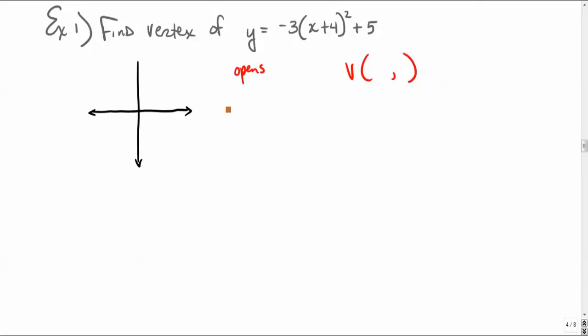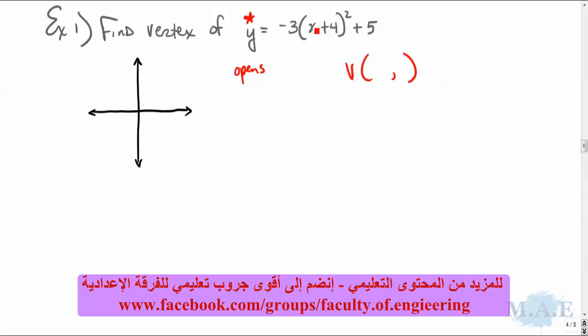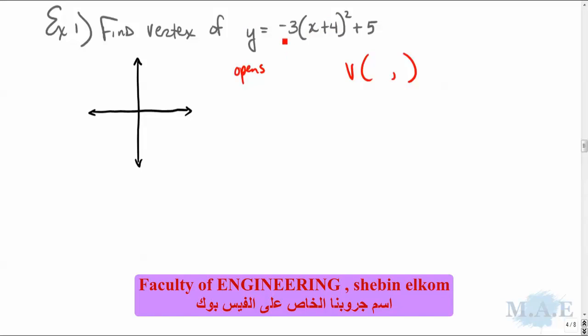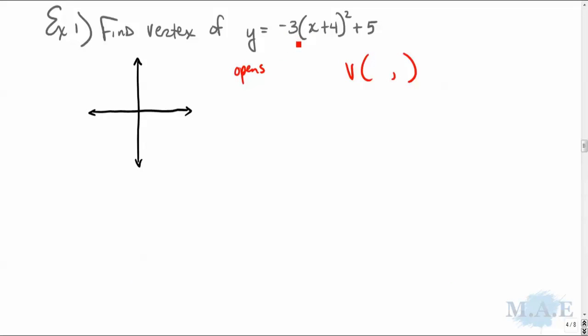So in example 1, find the vertex of this parabola. What I like to do here is remind myself that I need to figure out which way it opens and then what the vertex is. So if my form starts with a y and has the x squared term, then it's going to be opening either up or down. And if that lead term, that a term, is negative, then this one's going to open down.